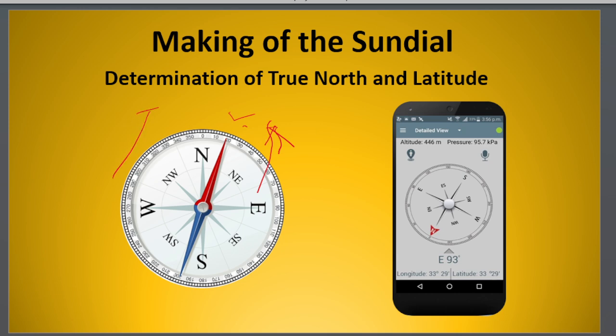You just use a stick, and this normal will be parallel to the true north. And once you have a smartphone, you can also easily find the latitude and longitude. This latitude is 33.29, and the longitude is shown as well.